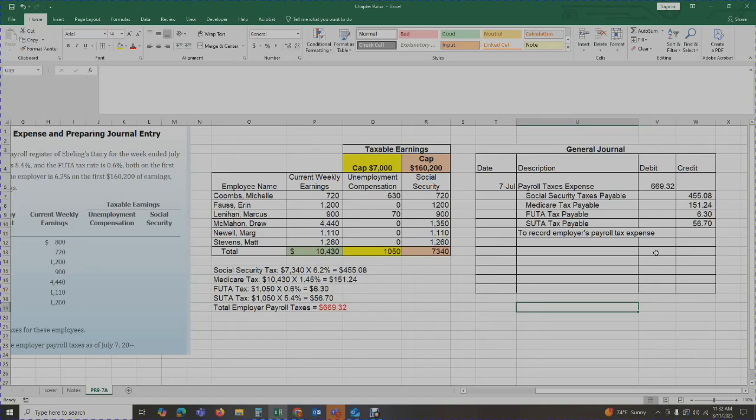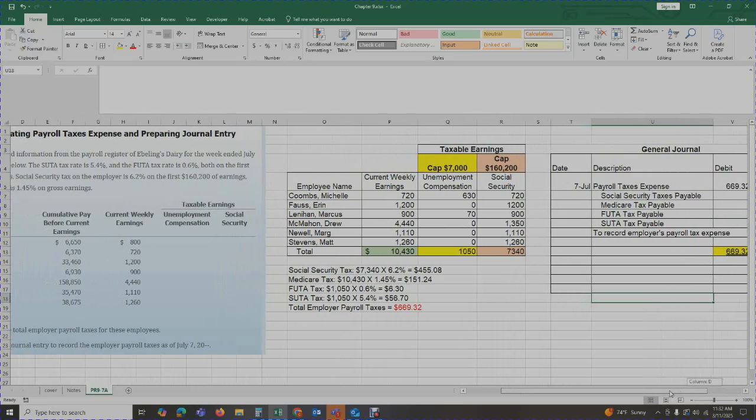Remember, the debits must always equal the credits. So let me make sure that they do. Debits must always equal credits. If they don't, then you made a mistake somewhere. And they do. My debits equal my credits, so we are in balance. Just make sure that you get in the habit of making sure that your journal entry is in balance. So this is it for this particular problem.